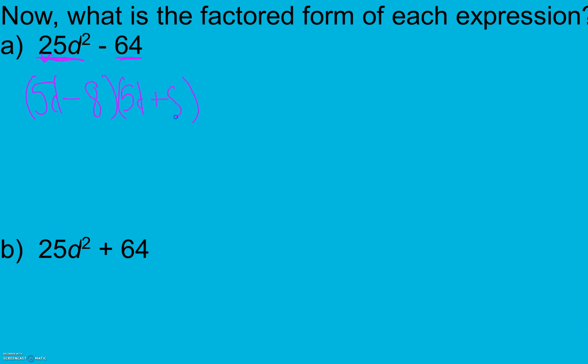64 is 8 times 8. And again, those have to be the same factors in order for our outsides and insides to be opposite and add up to 0, which is what we have here. We don't have any linear terms there. So 5d minus 8 times 5d plus 8 is the factored form. Remember, factors are things we multiply together. So here we just have two things multiplied to get to our 25d squared minus 64 in standard form.